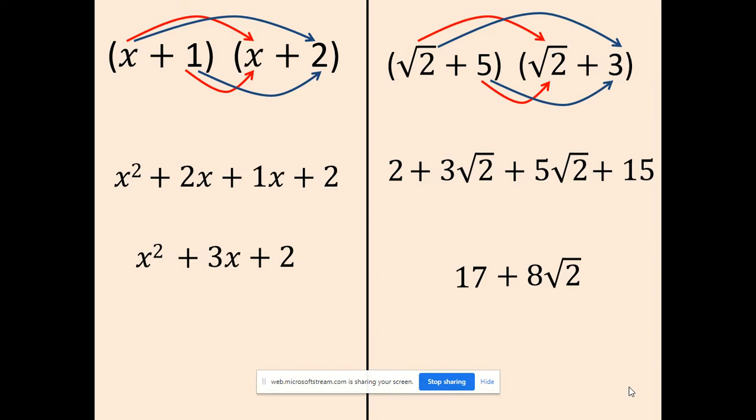Please copy this down and make use of the method of the arrows, okay? And always try and make sure to collect like terms, okay? Very important, otherwise you lose a mark.